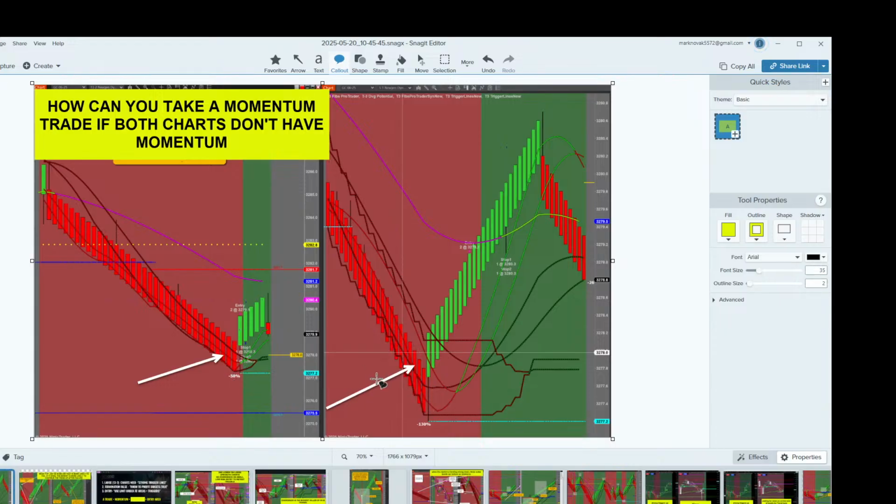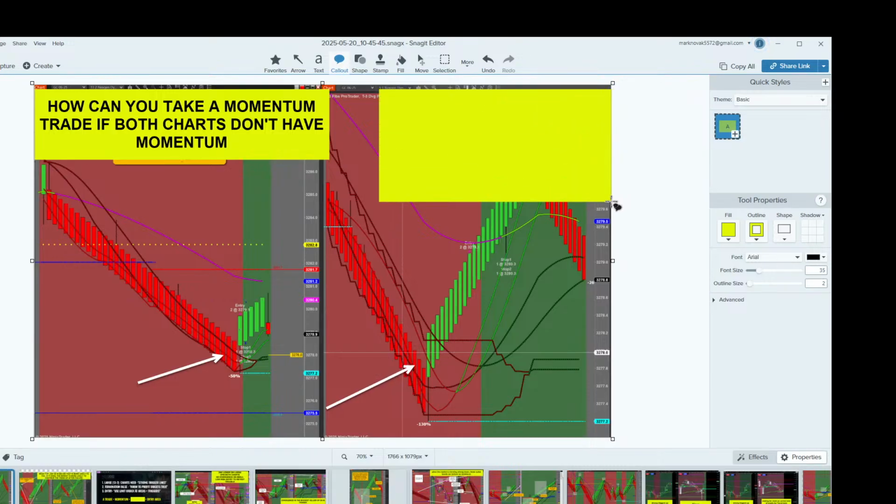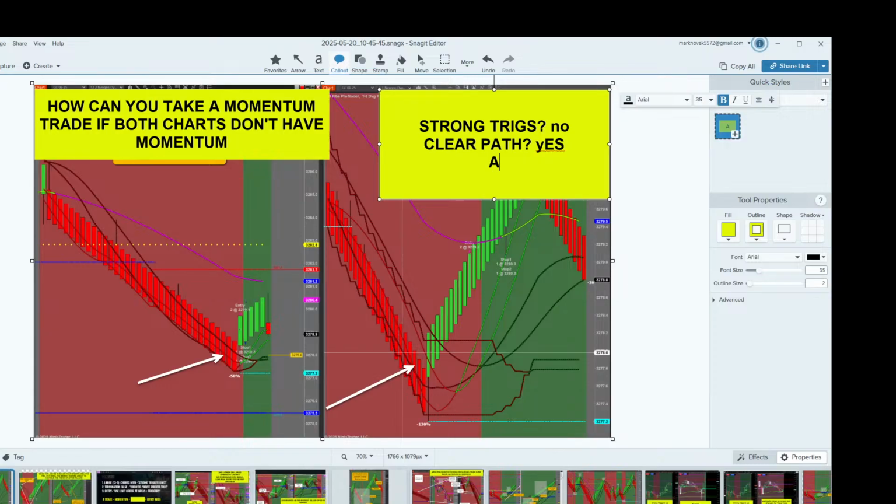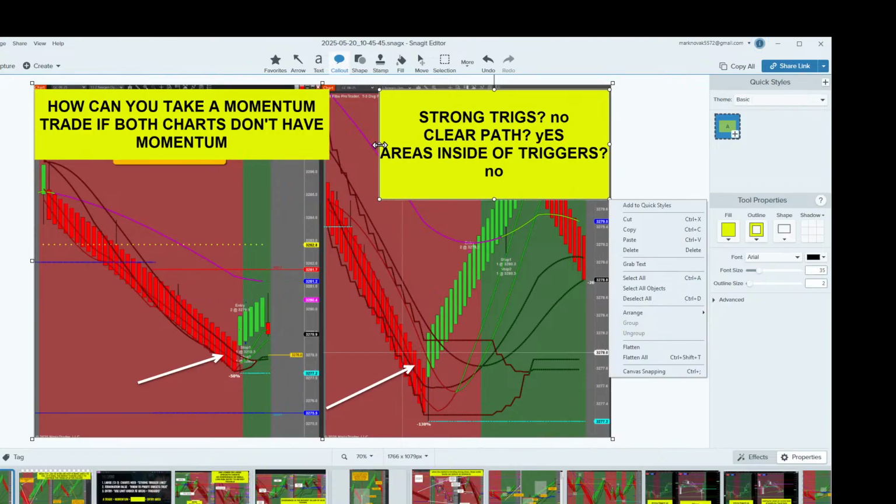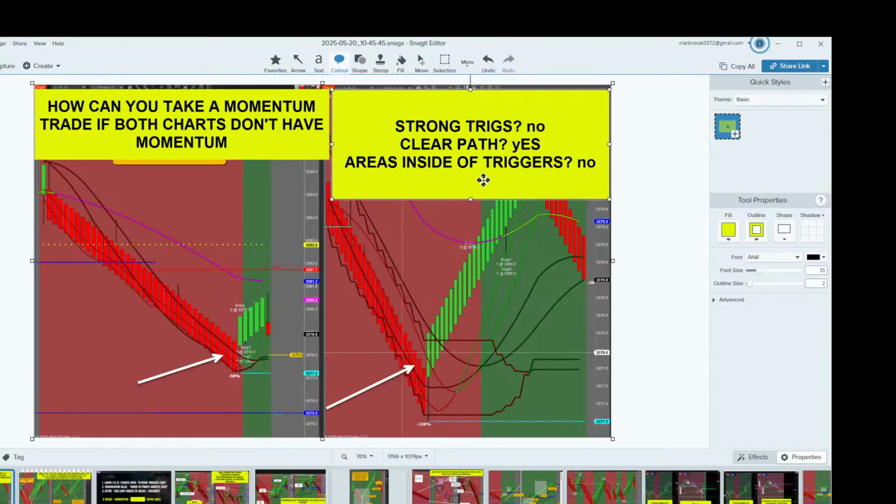So what did you have? I want you to see this, and this is why going back to basics always helps. Did I have strong triggers? No. Did I have a clear path? Yes. Did I have an area inside of triggers? No. Always going back to those three. 66% of your advantages are gone.